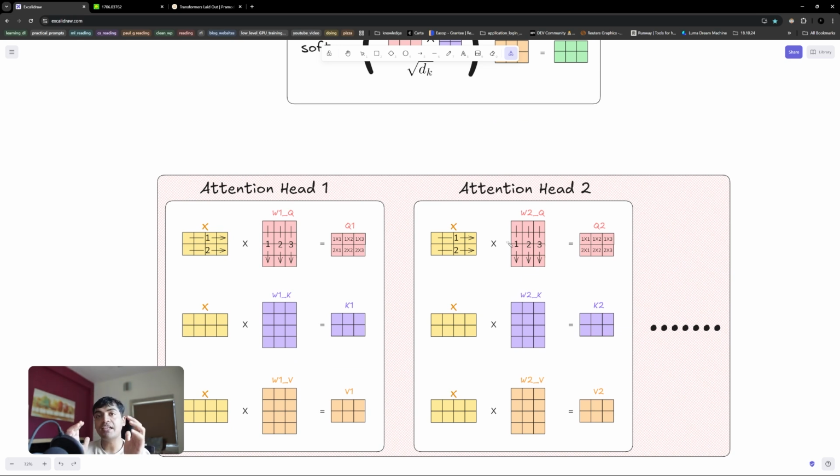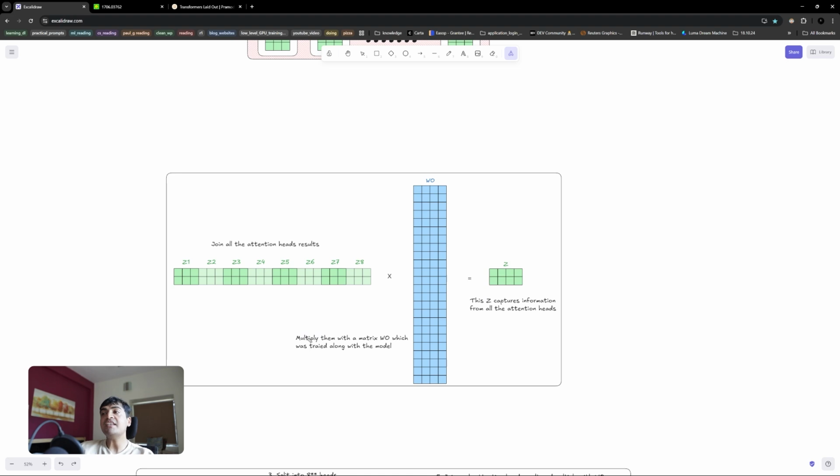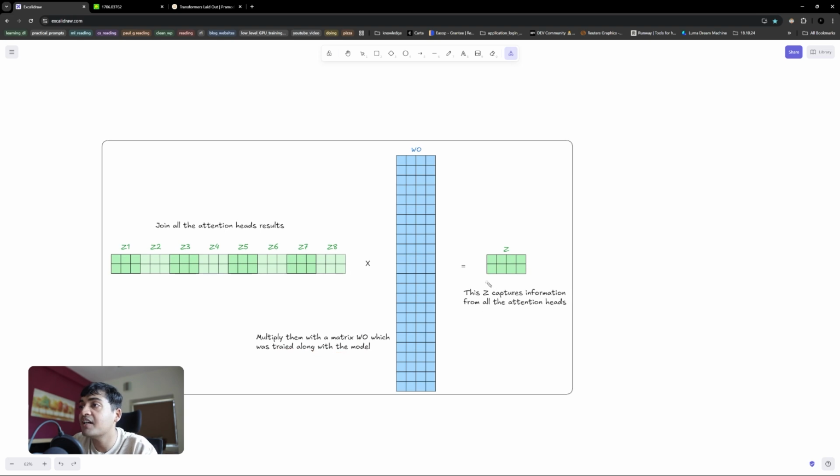Each encoder layer has multiple attention heads. In the original Transformers paper, they had 8 attention heads for each encoder layer. So each one gives us different z values, so z1, z2 up to z8. But in the end, we want a single z attention score. So what happens is we concatenate all of these z scores and multiply that by the WO matrix. This is trained along with the model, which gives us the final z. This z captures information from all the attention heads.